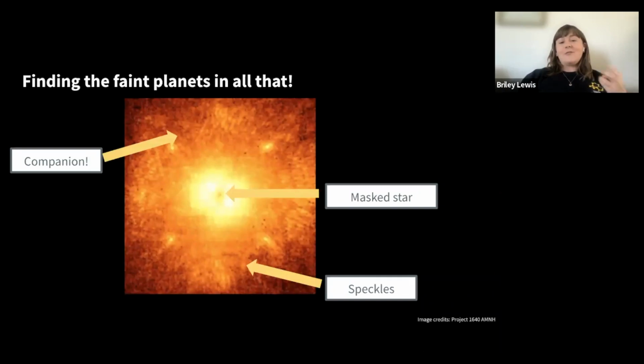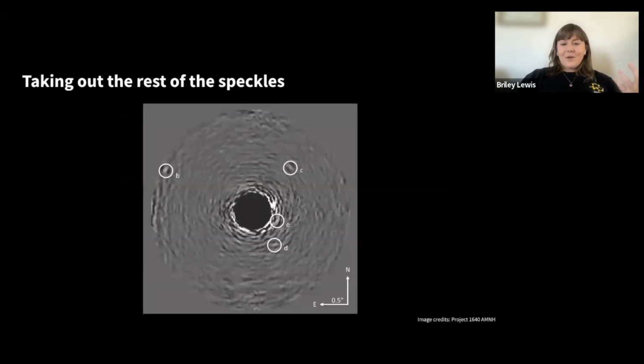So we need to get rid of all the extra noise that is still left over after the adaptive optics and the coronagraph. And so when you take out the rest of those speckles, you get an image like this, where you can actually see, okay, there are real planets that were hidden in that noise.